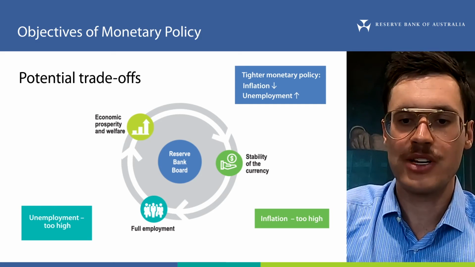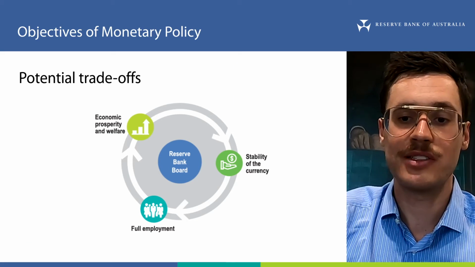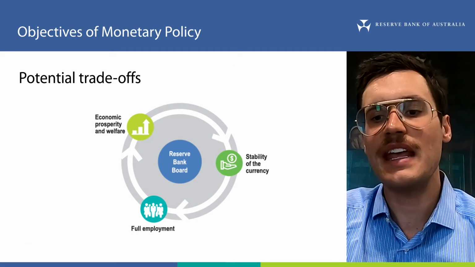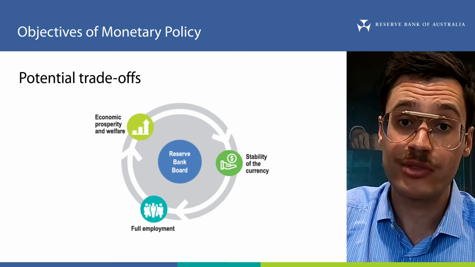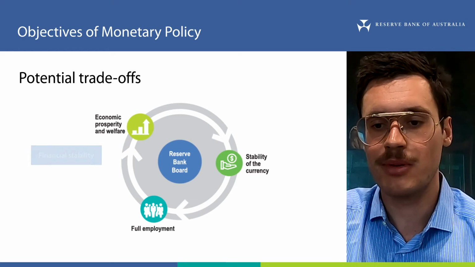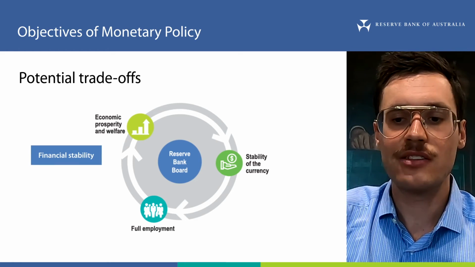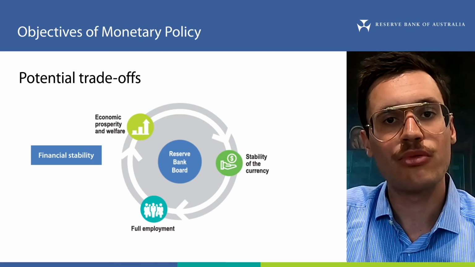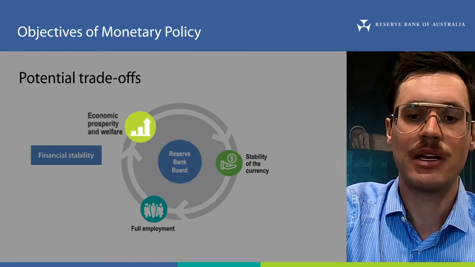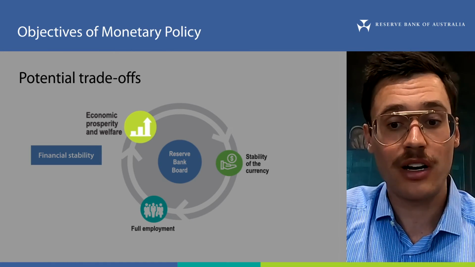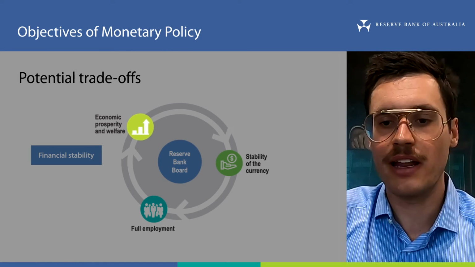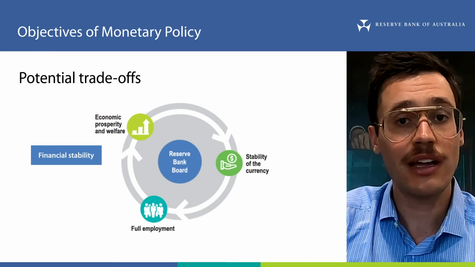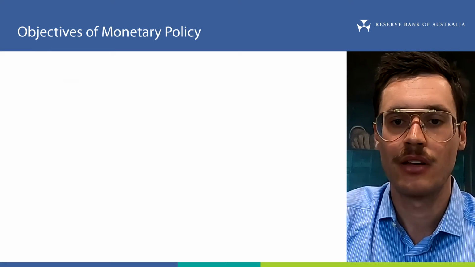A trade-off between objectives could also occur if adjustments to monetary policy are judged to negatively affect the Reserve Bank's broader responsibilities, such as financial stability. Financial stability is critical to achieving a stable economic environment and thus supporting the prosperity and welfare of the Australian people. The global financial crisis demonstrated how important financial stability is to help a country and its people prosper.